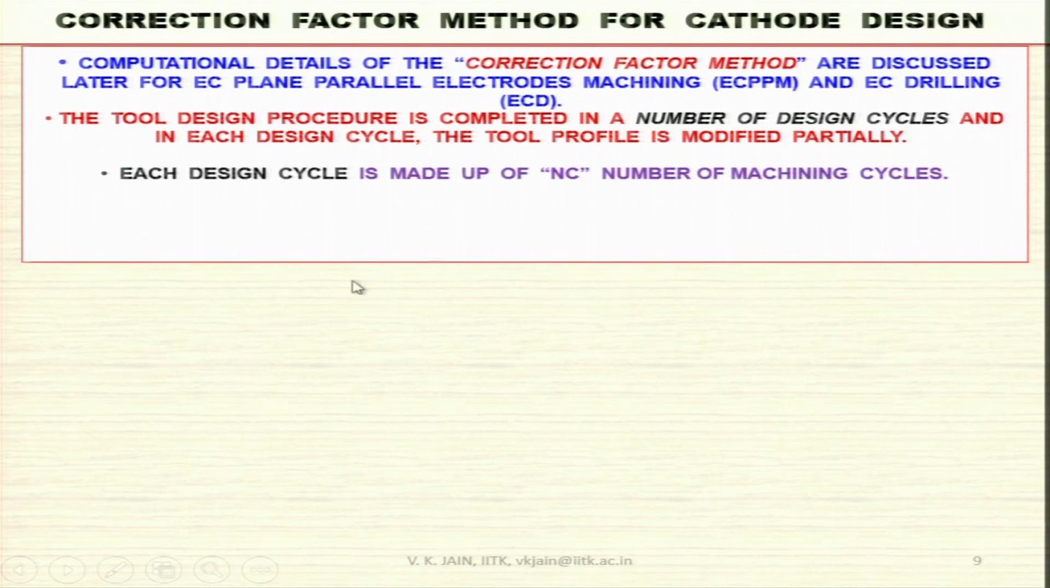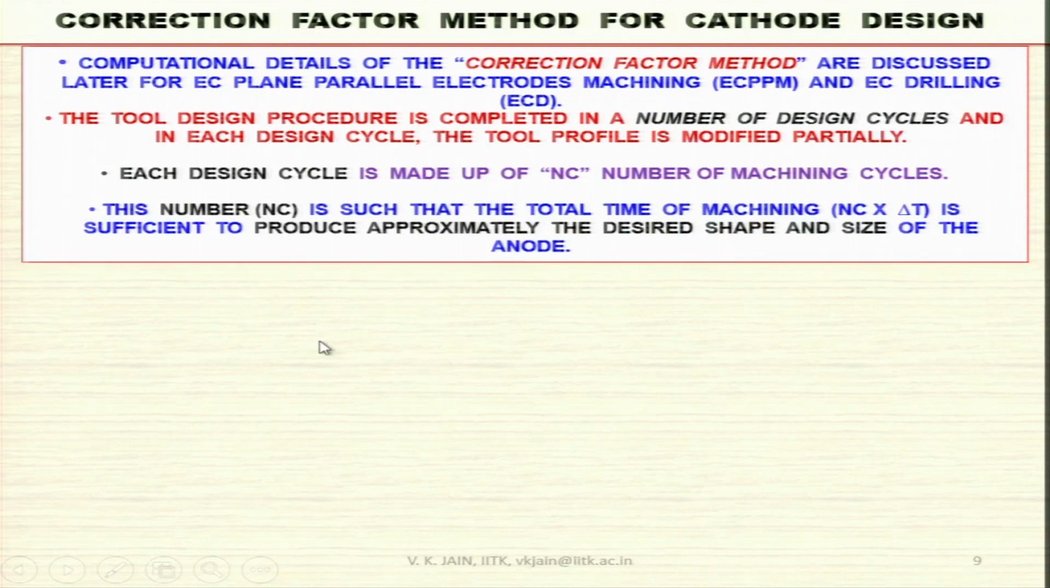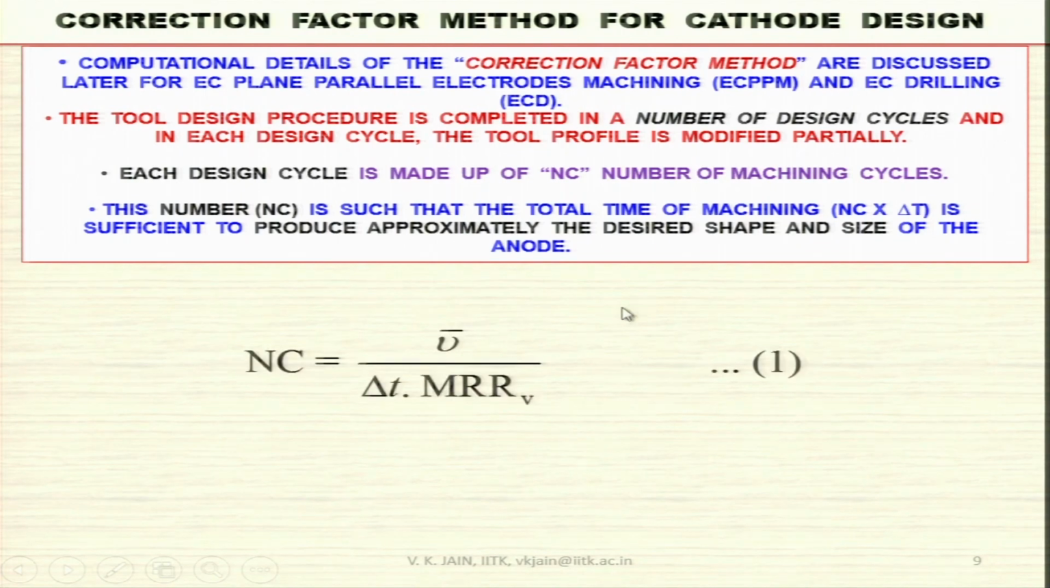Each design cycle is made up of NC number of cycles. This number is such that the total time of machining, NC into delta T, is sufficient to produce approximately, and I have written approximately deliberately because tolerances are also always there, so it has to be within the tolerances, the desired shape and size of the anode, that is the workpiece.